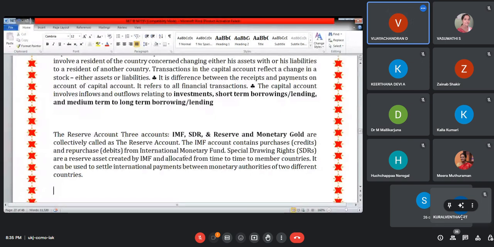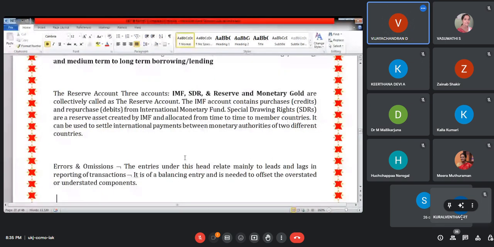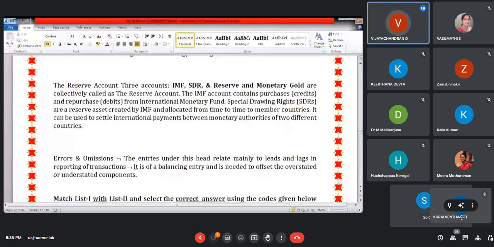And the last one is errors and omissions. I told any mistakes, any entries, any imbalance, any omissions, any overstating of items, any understating of items. Suppose instead of 1 crore, you recorded 90 lakh, like that. Those omissions and commissions will be rectified by the fourth head.